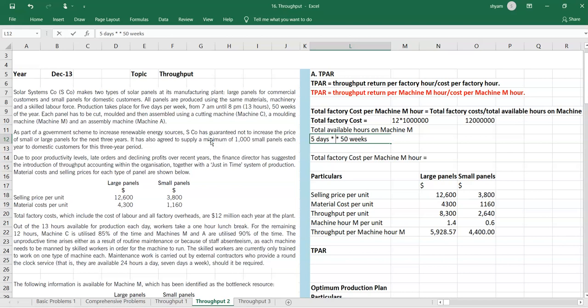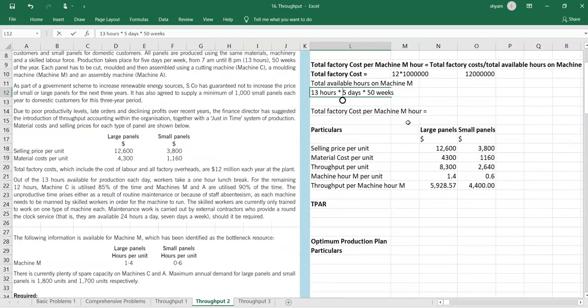So that's the initial information they have told. So hours should not be here, we can put it in the front. Okay, so 13 hours per day, 5 days per week, and 50 weeks per year. Okay, so that's how it works. Any other information they have given, we have to take. So they have told 1 hour is taken as break, so it is not 13 hours, it's actually 12 hours. So that we have changed.